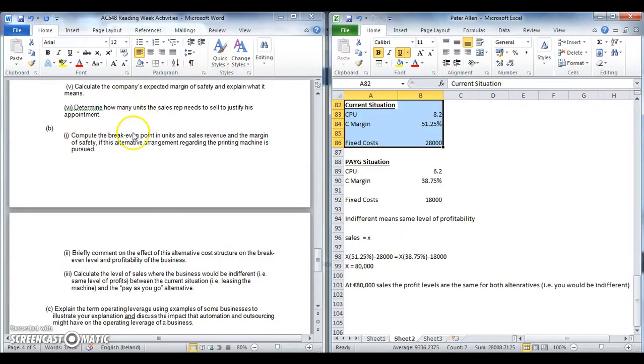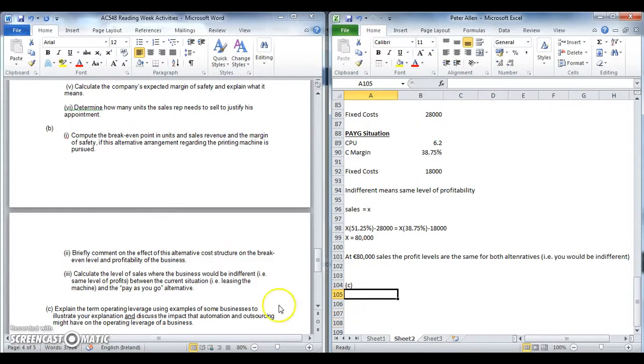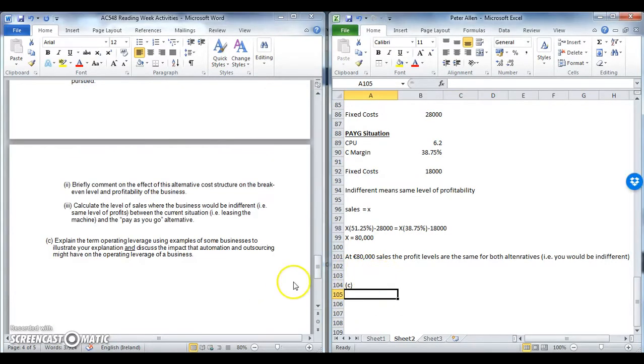Focus on the basics of your A and B's, B part 1, B part 2 first, and then worry about the trickier parts. The final part then, part C, is a more narrative question. Again, you're looking for 10, 15 marks. Explain the term operating leverage using examples of some businesses to illustrate your explanation. And so watch out for that compound requirement. Discuss the impact that automation and outsourcing might have on operating leverage.